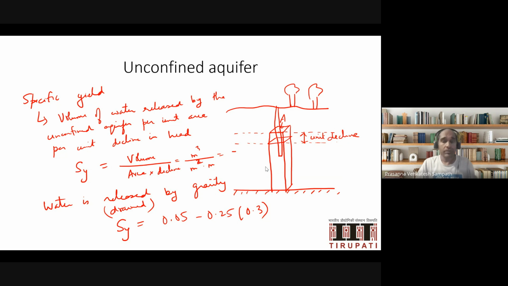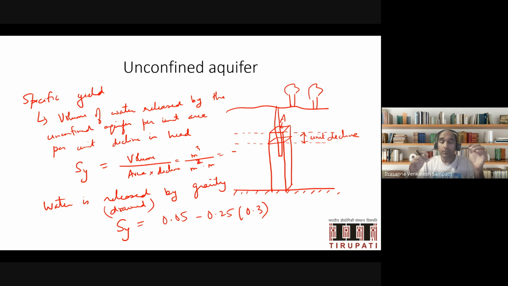Hello students. So we stopped in the previous lecture at this point where we were discussing the storage properties of aquifers. To begin with, we started by describing or defining the storage property of an unconfined aquifer, which we refer to as the specific yield. And the specific yield is defined as the volume of water released by the aquifer per unit area of the aquifer per unit decline in head, right?